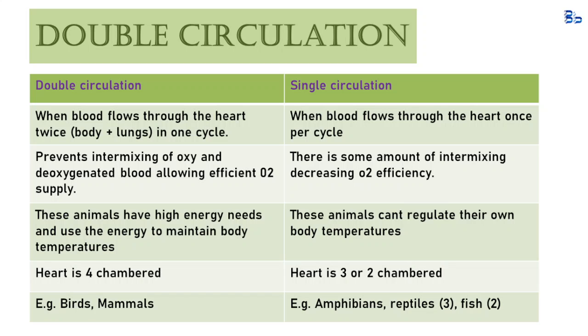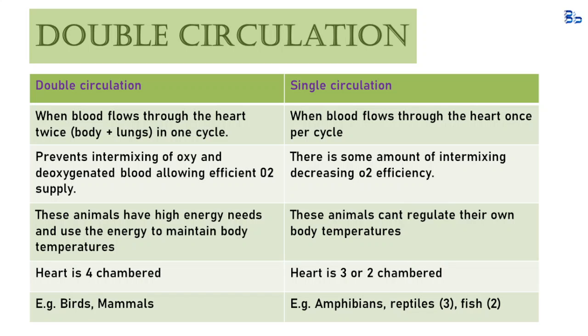So organisms and animals that perform double circulation are going to require high energy, and they are going to use the energy to maintain their body temperature. So these kinds of animals are called warm-blooded animals. So when there is an external change in temperature, they are able to use up energy to regulate their body temperature. For example, if the external environment is cold, they are able to burn some energy and generate heat within their body. So almost all organisms performing double circulation have a 4-chambered heart.